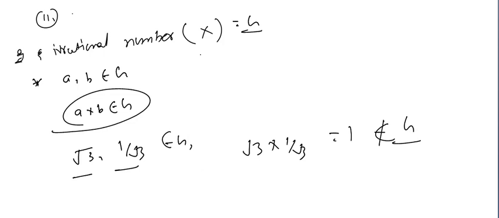But it is not satisfying the condition for a binary operation. That is, it must satisfy closure, but it is not satisfying the closure property. So the set of irrational numbers under multiplication will not form a group.